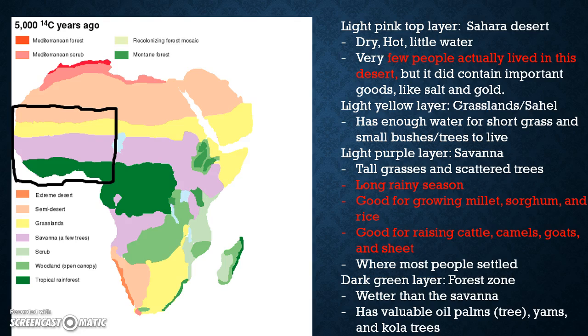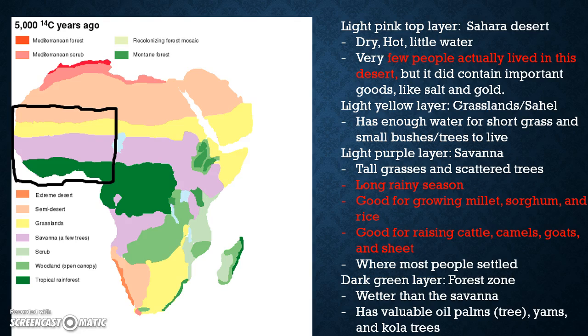The climate of West Africa is super important to understanding its history. So let's just outline what that means. In the map to the left, the top layer, the light pink, is the Sahara Desert. It's dry, it's hot, there's very little water. Very few people actually live in the desert, but it does contain some very important goods like salt, a little bit of gold, but not too much.